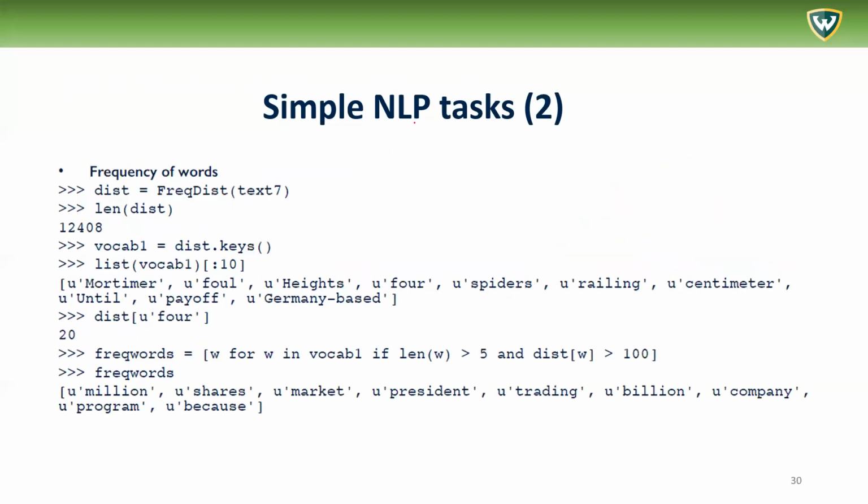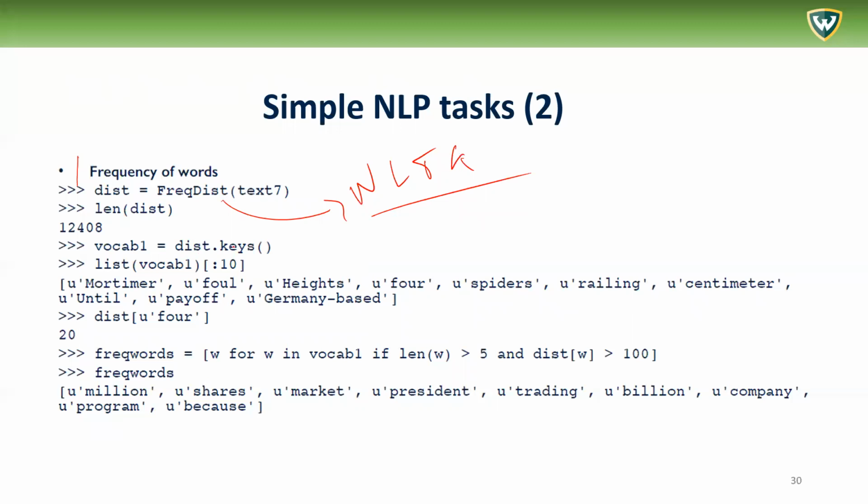Another kind of simple NLP task is finding the frequency of words, which may be useful. Here this example is using the NLTK library, the Natural Language Toolkit. This is a frequency distribution function that you apply to a set of text, and it counts the distribution of all the distinct words. So the length of this distribution is 12,408. And I think this, once again, may be the set of articles.